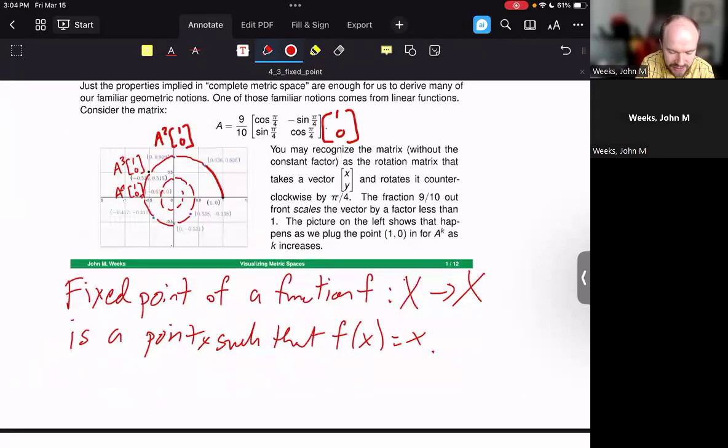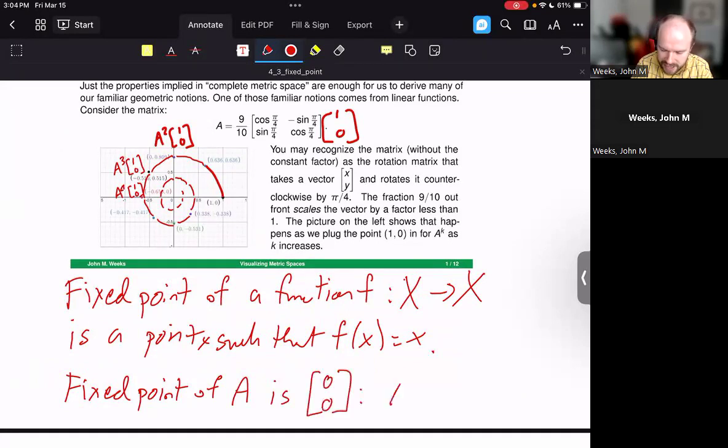And you can check here that the fixed point of A is the point 0, 0. Right, so A times 0, 0. If I plug that in here, then I'm taking that 0, 0, rotating it counterclockwise by pi over 4 and scaling it by 9 over 10. And that's just going to give me the vector 0, 0 again.